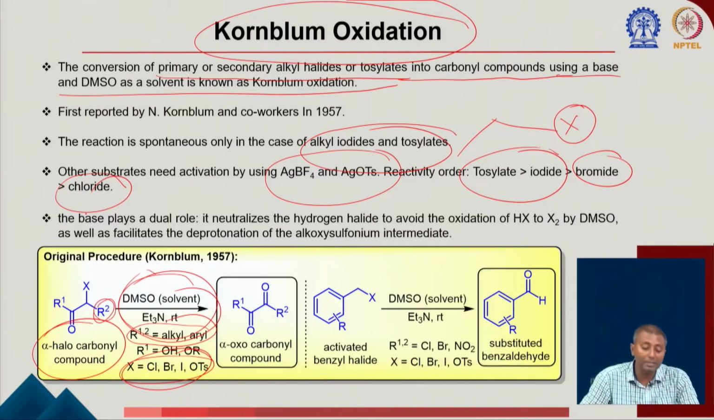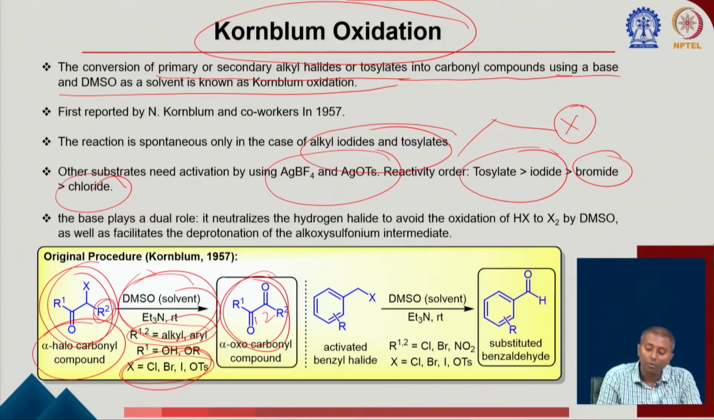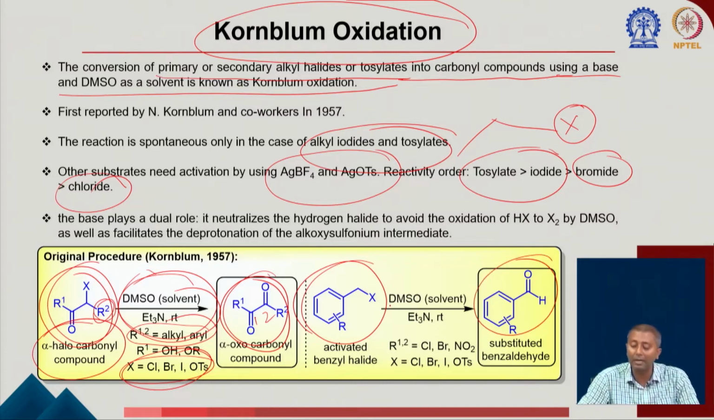So here what you are seeing, starting from this alpha halocarbonyl compound, you are forming this 1,2 dicarbonyl compound. So you can see these are 1,2 dicarbonyl compounds. Or starting from the corresponding benzylic halide, this reaction can also work, you can generate the corresponding aldehyde. So literally from a benzyl bromide or benzyl iodide, you can convert to the corresponding benzaldehyde using DMSO and triethylamine. So such a simple reagent.